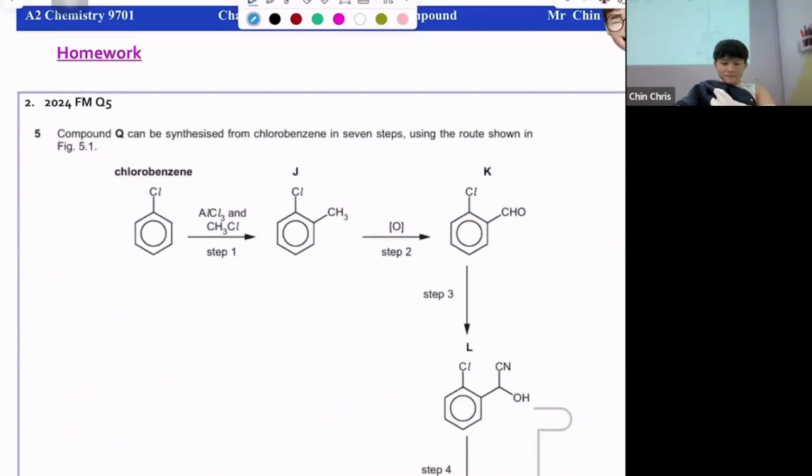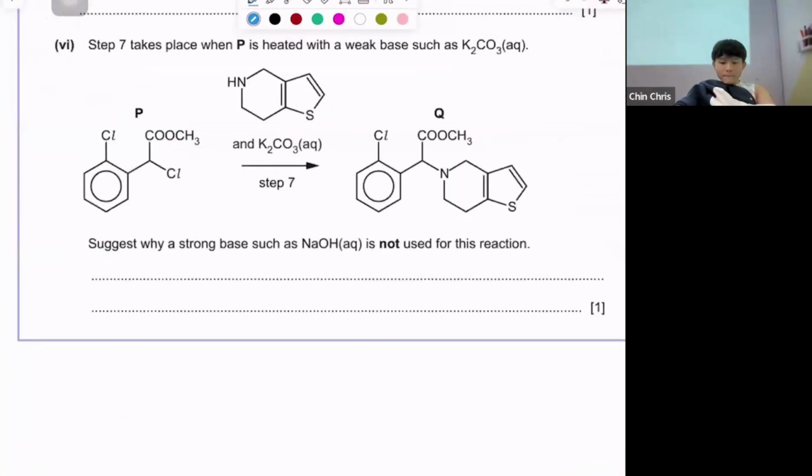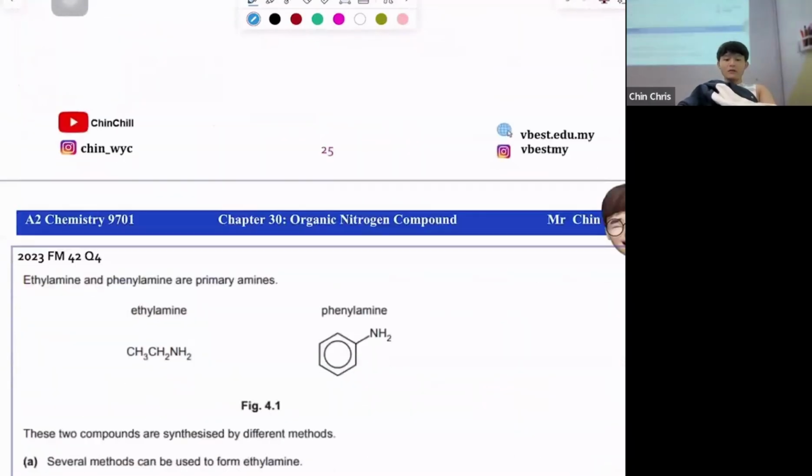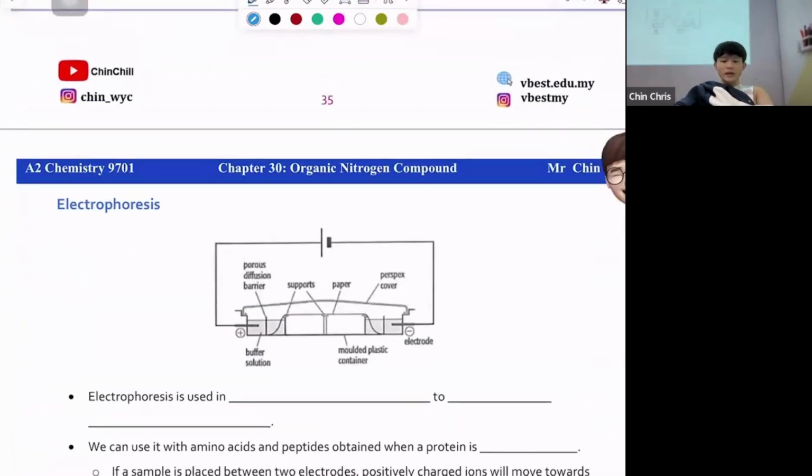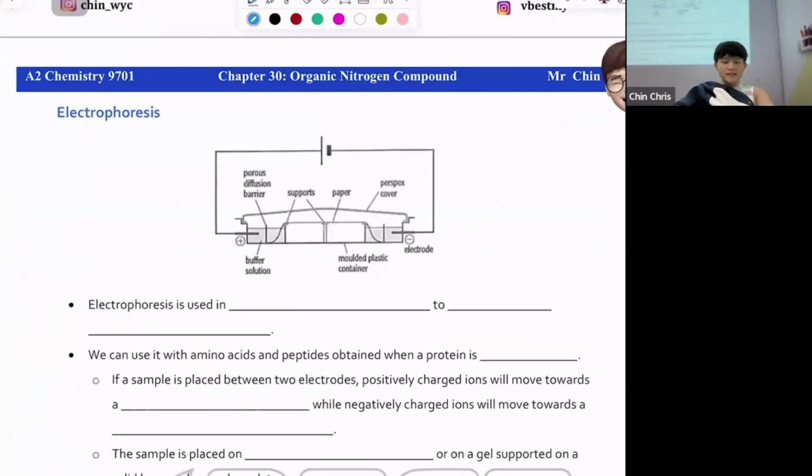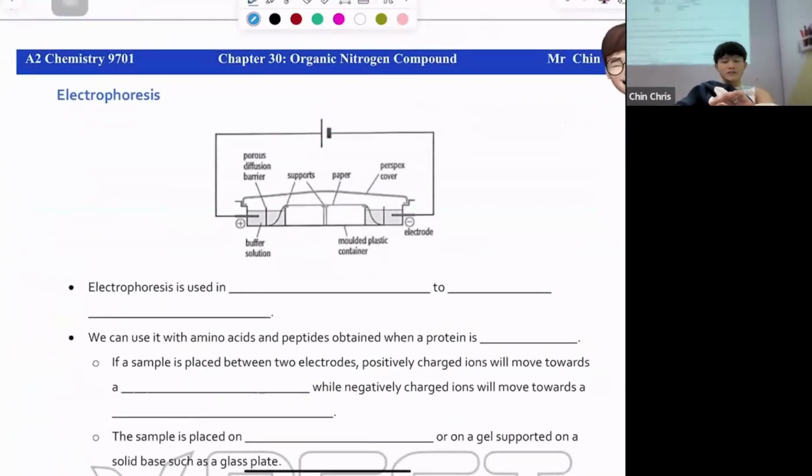All right, guys, done. Skip. Now, all these questions, I'm not doing them. I want you guys to flip to page 36. Electrophoresis. Yes, correct. 36.